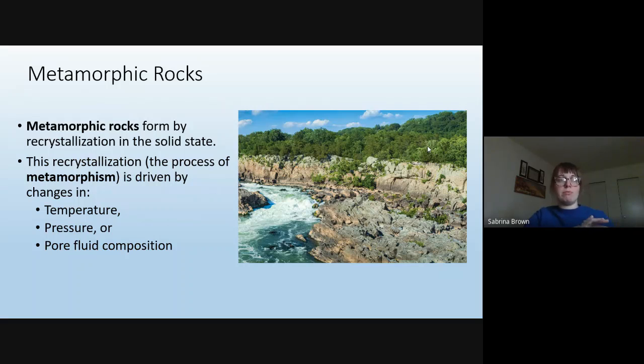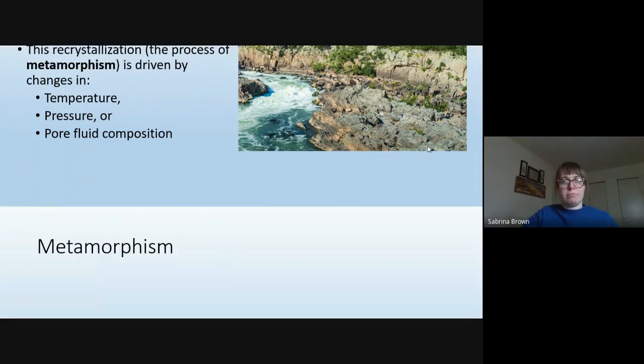You can also get metamorphism if you have relatively shallow rocks that are having hydrothermal hot waters running through them, then the pore fluid, right, the fluid that's running through the space in the rock can be important. But in this class, we're going to focus really strongly on temperature and pressure as a mechanism for metamorphism.